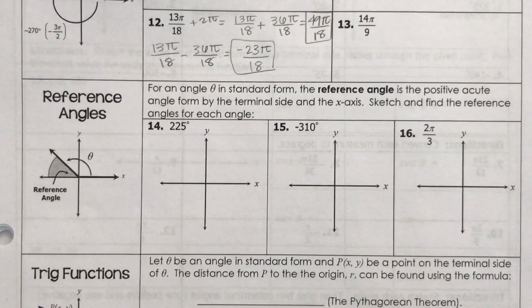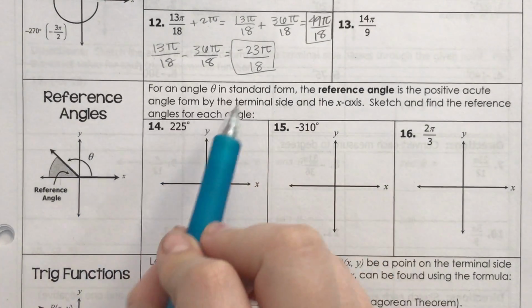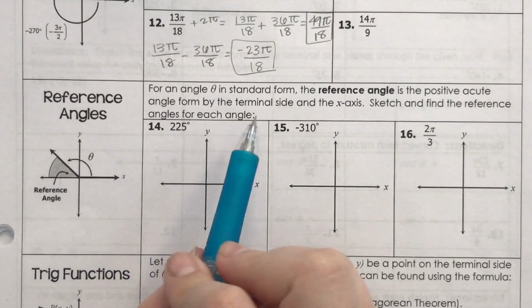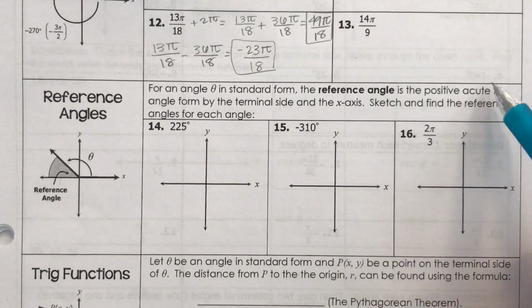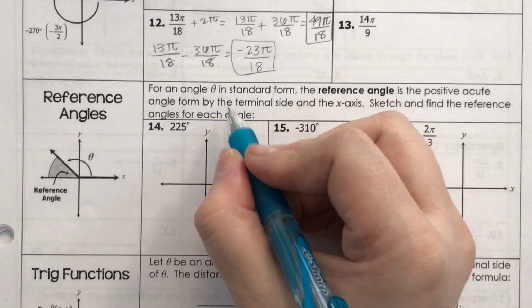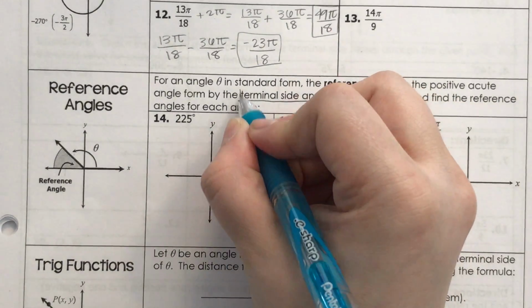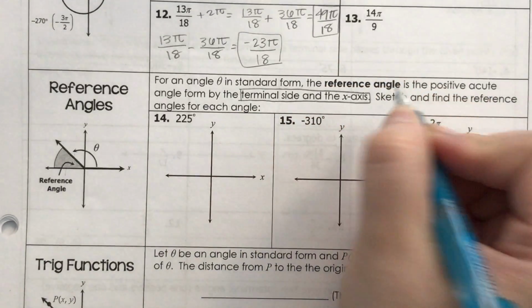So let's talk a little bit about reference angles. Reference angles are angles for every angle in standard form. The reference angle is the positive acute angle formed by the terminal side and the x-axis. So I'm going to underline this: the terminal side and the x-axis. Actually, I'll put a box around it because it's that important.